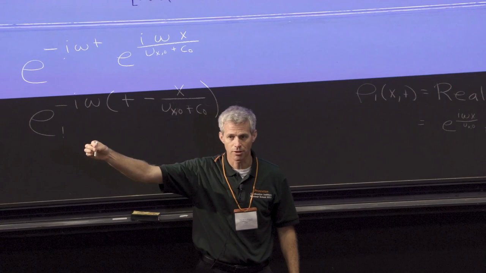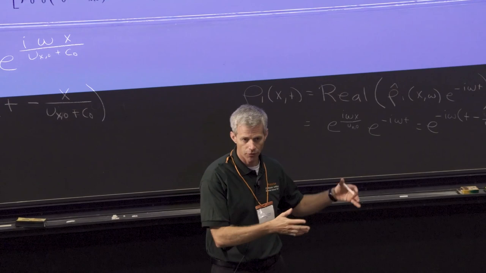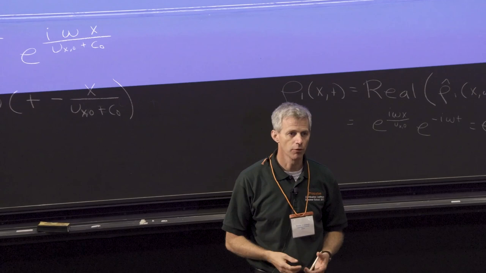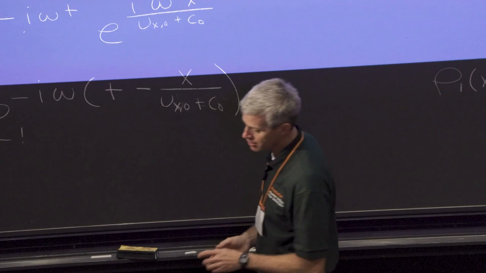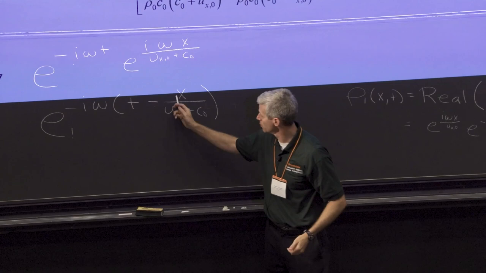So what this is, is a sound wave. Sound waves move at the speed of sound, but it turns out that sound waves are also convected by the flow, so they move at a speed of c plus whatever the flow velocity is. I just want to emphasize, this is a disturbance that's moving in the positive x direction at a speed of u_x naught plus c naught. I'm assuming that the flow is going in the positive x direction.